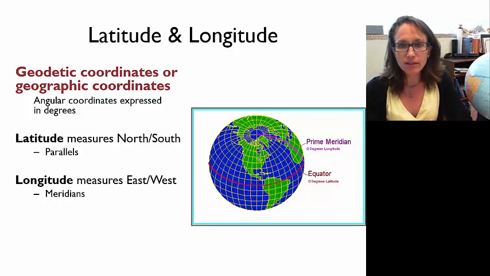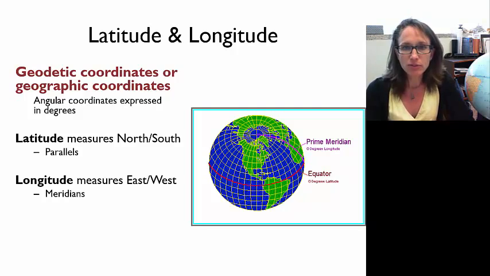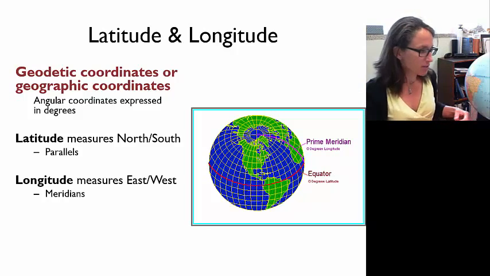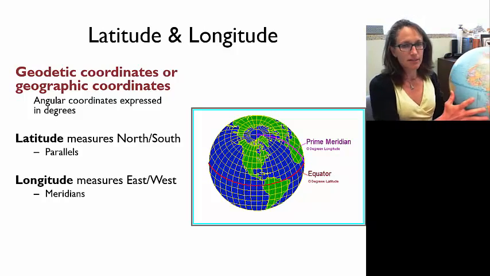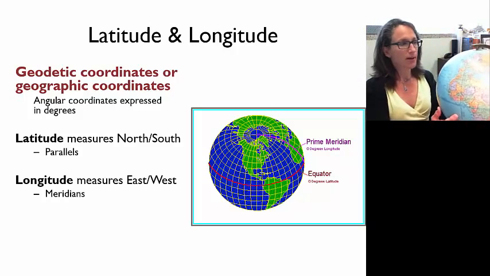Okay, so continuing with our little review of cartography to get ready for collecting good quality GPS data, we need to review different coordinate systems. So the first one we'll talk about are geographic coordinates or geodetic coordinates, which are latitude and longitude. They're angular coordinates, they're expressed in degrees, and that's one of the reasons that actually makes them a little harder to use sometimes. But it's easy to understand this by looking at a globe.